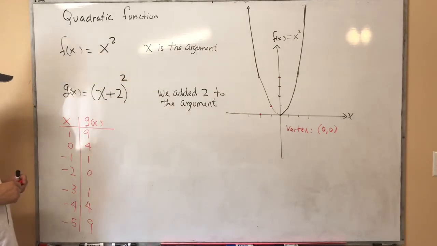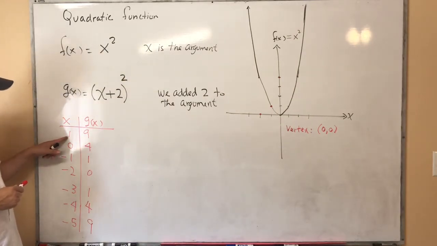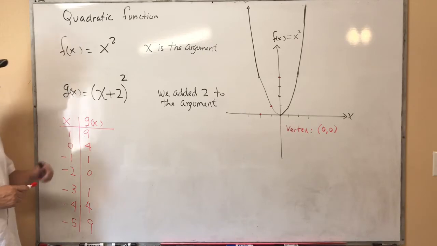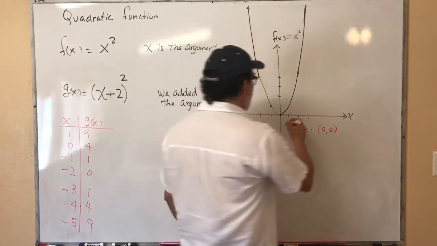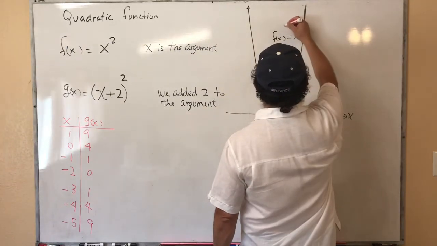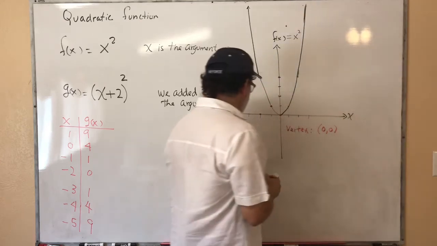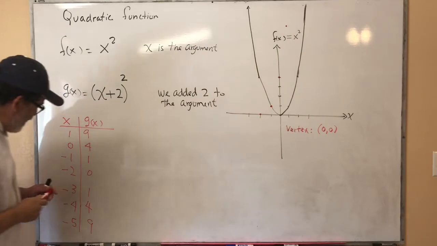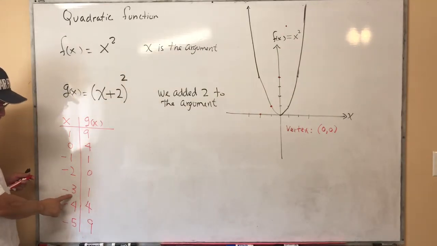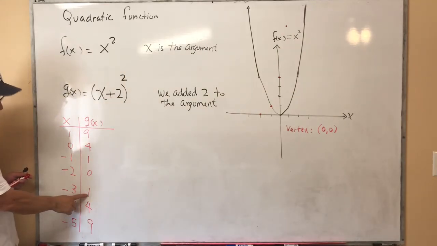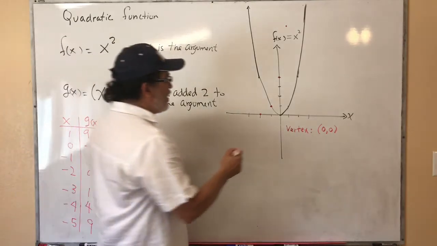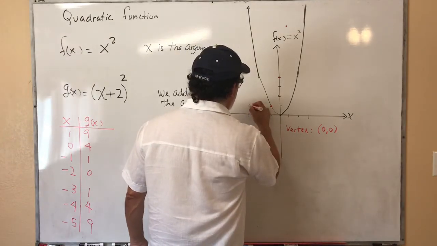Let x be 1. g of 1 is 9, right around there, okay? That's only an approximation, guys. Let x be -3. g of -3 is 1, look. We get 1 right there.